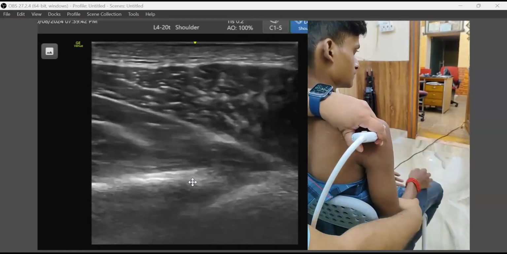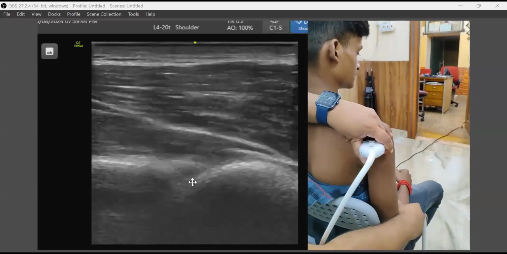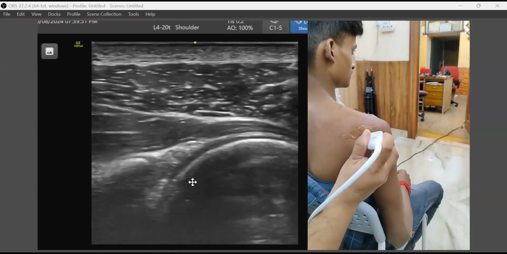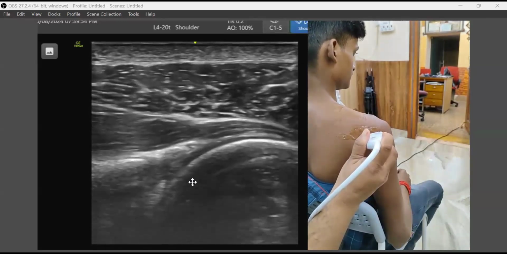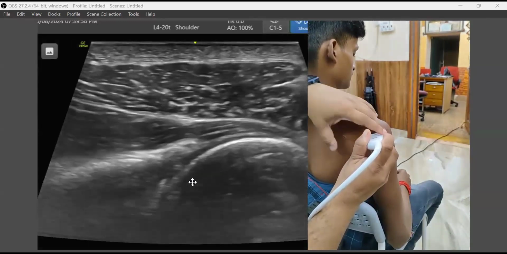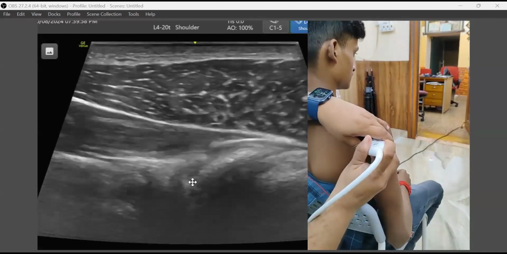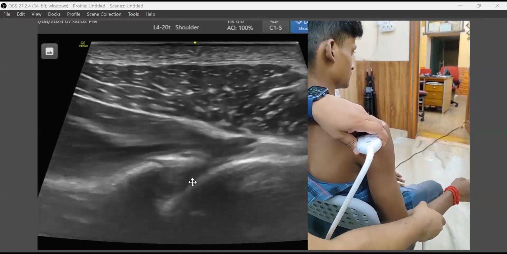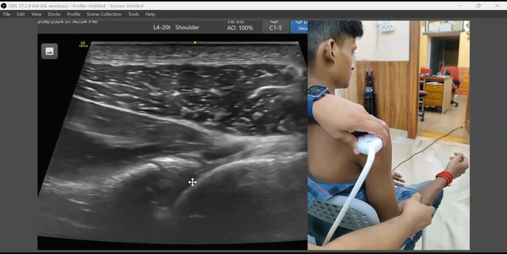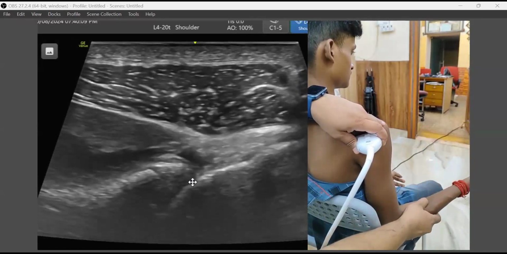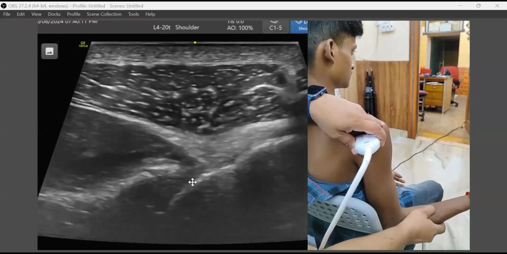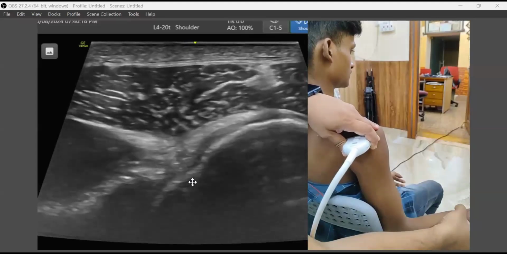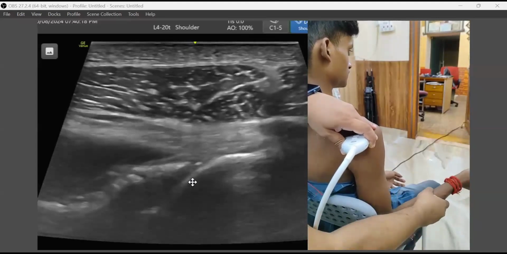So I'm holding it here, so that we can see the head. Let's be on virtual convex, so more area, it will be easier. Okay, so we can see virtually more area. Now we are rotating it so that you can see the head is rotating. Now on our side we have the greater tuberosity. Now further we are moving lateral and see this greater tuberosity is going closer to the labrum.